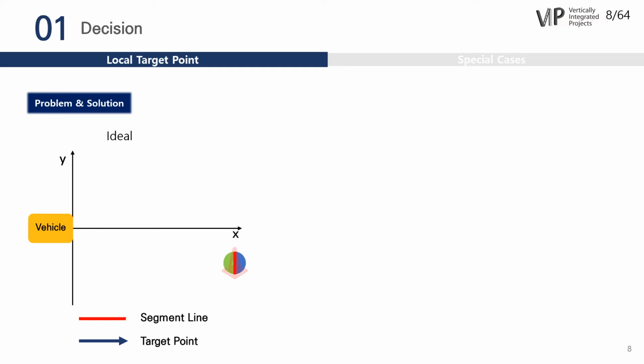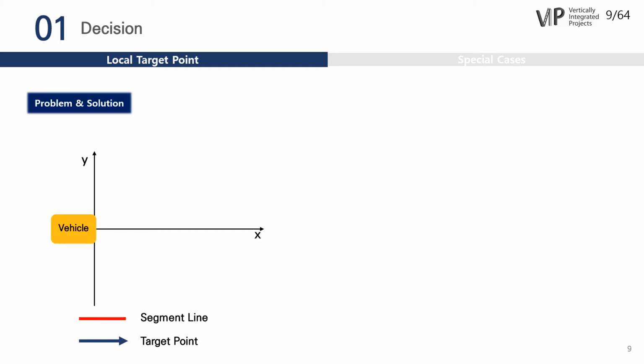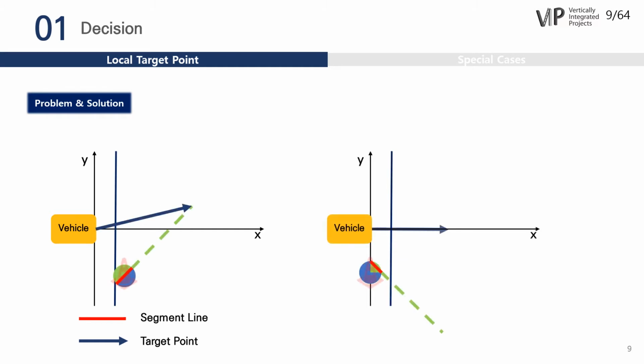Since the current area of interest of LiDAR is 180 degrees, the target point is directed towards the obstacles like this. Because the vehicle is trying to steer sharply towards an obstacle, it is more likely to crash. To solve this, we use the following method. If the segment line does not cross the reference line, the current driving direction is maintained as it is.